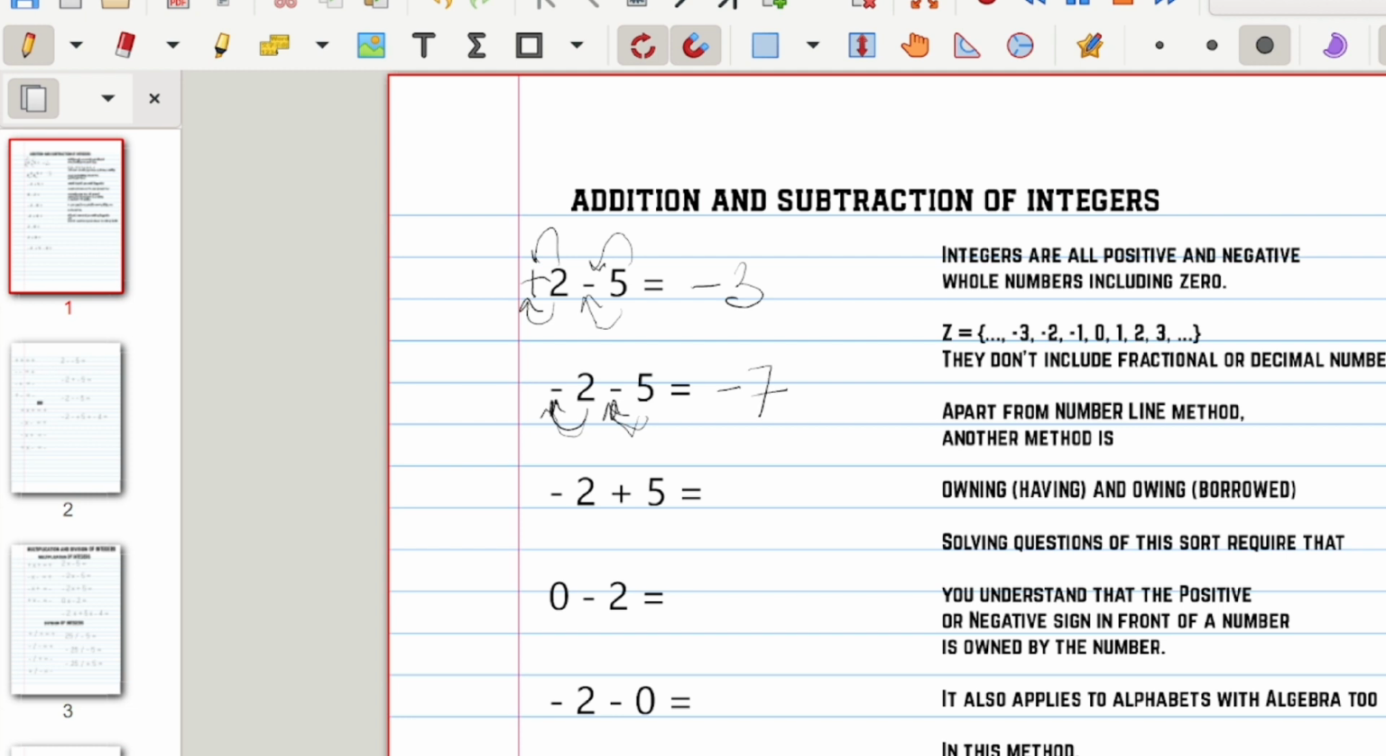Next question is -2 plus 5. -2 means you're owing 2 pencils, plus 5 means you're having 5 pencils. If you're owing 2 and you have 5, by the time you pay back the 2 you're owing, you still will be having 3 with you. Since you still have, not owing, you have +3.